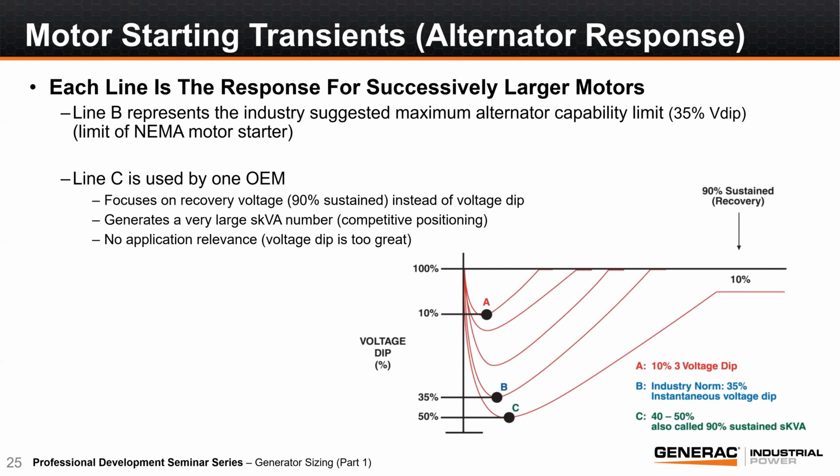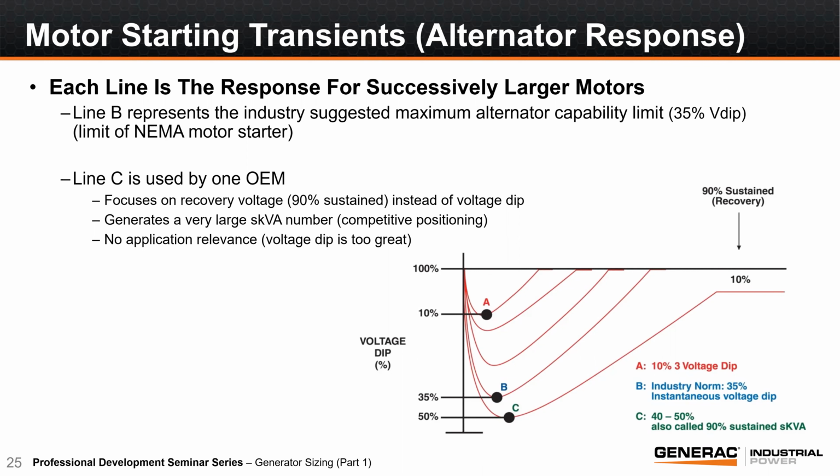Each line on this graph here, I can't find my pointer, sorry guys, represents the alternator's response characteristics to starting larger motors. And you'll notice that for all of the lines except for C, the voltage returns to 100% voltage. Line C represents a certain OEM that uses quote unquote 90% sustained SKVA. That term, sustained, actually is the recovery voltage.